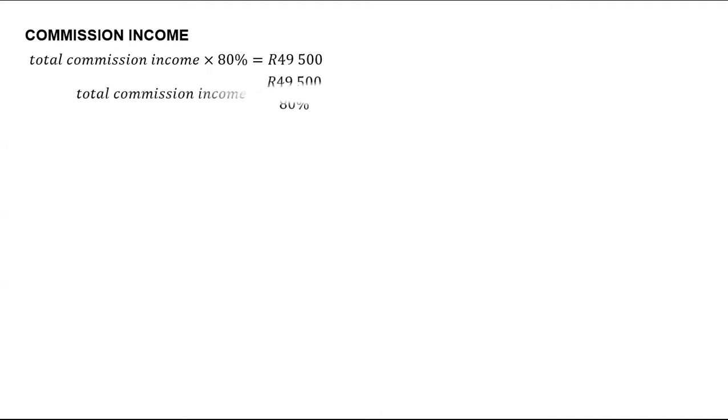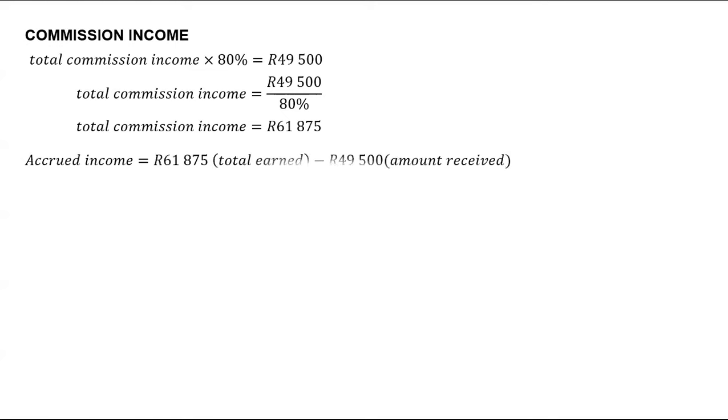So we've got commission income. If we take the total amount for commission and times it by 80%, it will give you what we have received, which is the 49,500. Total commission income, when you multiply it by 80%, it will give you the commission we have received, which is 49,500. Take the 49,500 divided by 80%, it will give you 61,875.